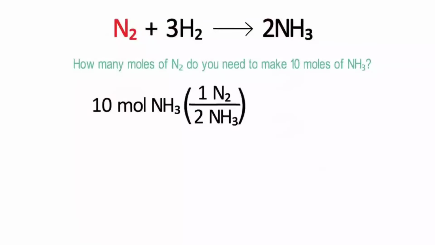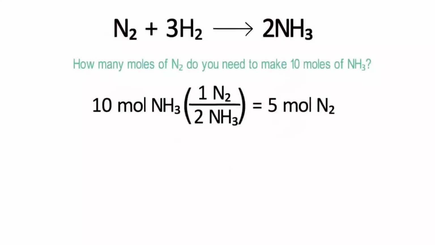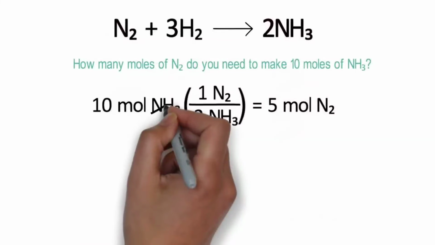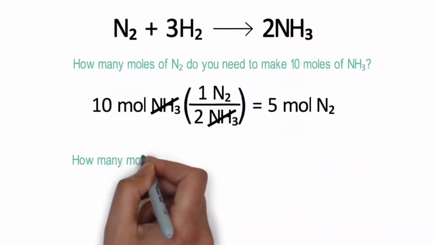Last of all, do the fraction multiplication. 10 times one half is equal to 5. As for the units, notice that the ammonia we started with cancels out with the ammonia on the bottom of the reaction fraction. And we are left with moles of nitrogen, which is exactly what we want.